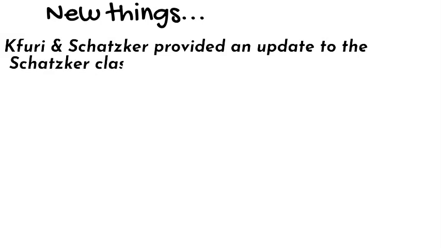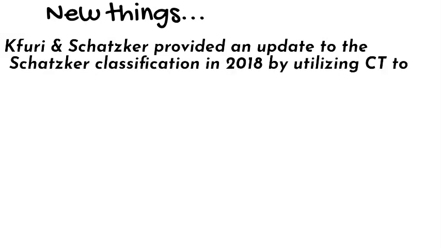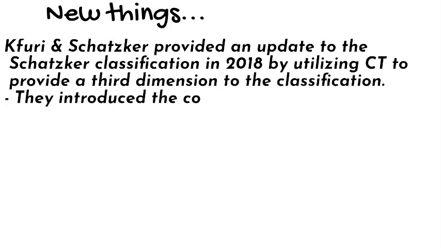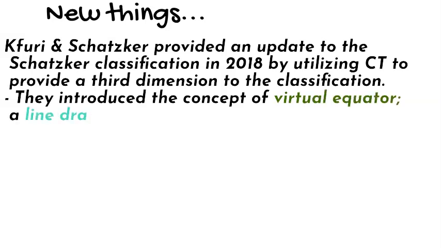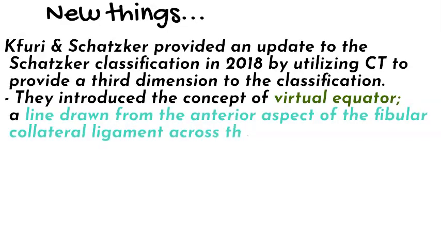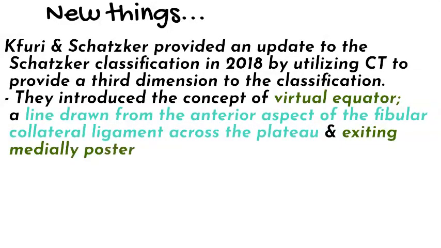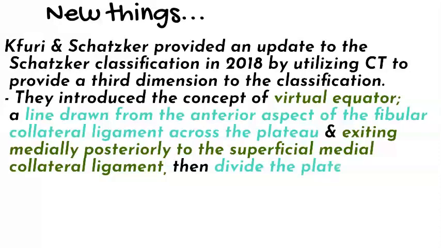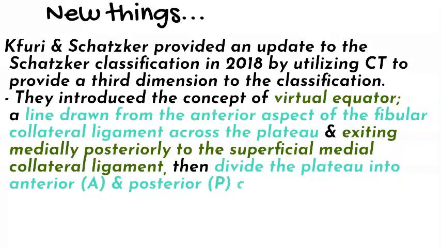New things. Furey and Schatzker provided an update to the Schatzker classification in 2018 by utilizing the CT to provide a third dimension to the classification. They introduced the concept of virtual equator, a line drawn from the anterior aspect of the fibula collateral ligament across the plateau and exiting medially posteriorly to the superficial medial collateral ligament, then divide the plateau into anterior A and posterior P quadrants.